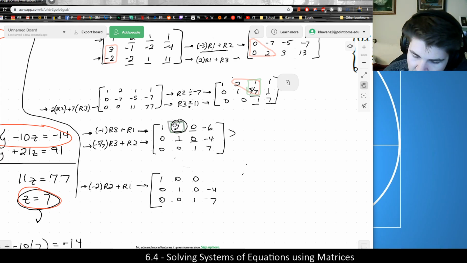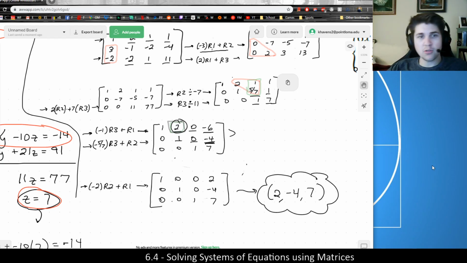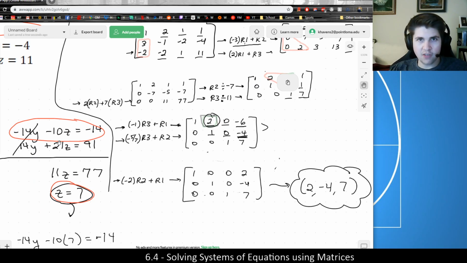And then in the final step, I'm going to take negative 2 times row 2 and add that to row 1. So negative 2 times 4 is 8, minus 6 is 2. And this should give me the solution, the final answer to my system. And from this, I can extract that x is equal to 2, y is equal to negative 4, and z is equal to 7. But basically, I'm going to get my solution to my system of equations without having to do any traditional algebra, just by doing these strategies.